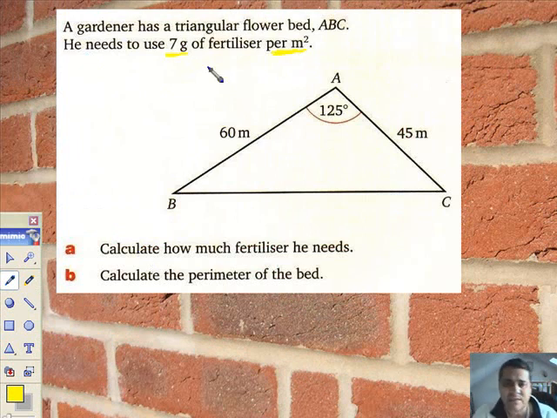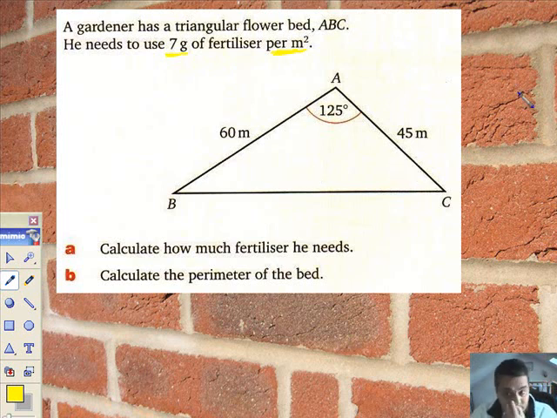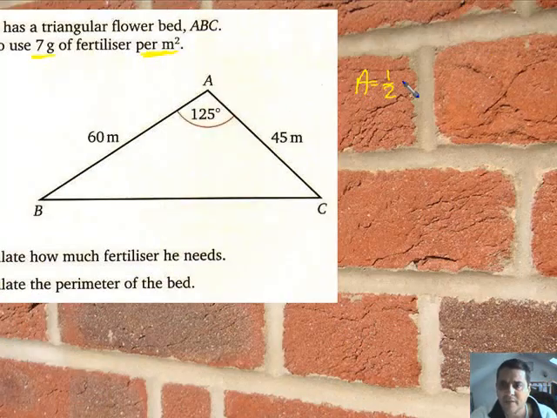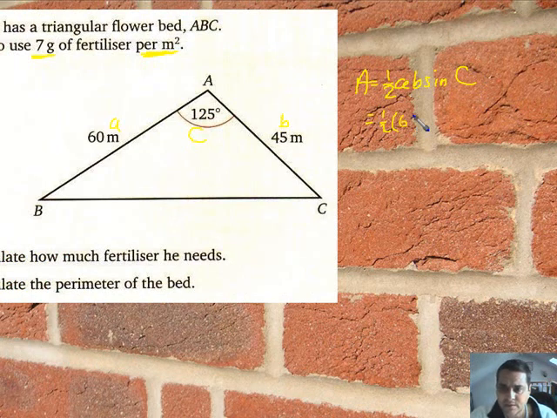In other words, if I want 7 grams for every metre square, I better work out the area of this thing here. So let me just do it over here then. Area is not difficult. We're using the formula as follows: A equals half little a times little b times the sine of big C. So we've got here A, big C and B for argument's sake. So we've got half times 60 times 45 times the sine of 125.